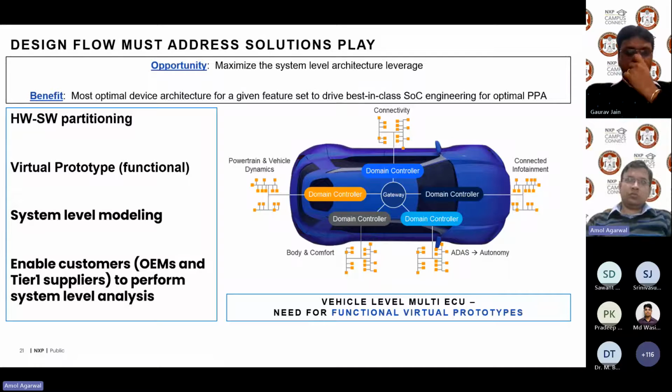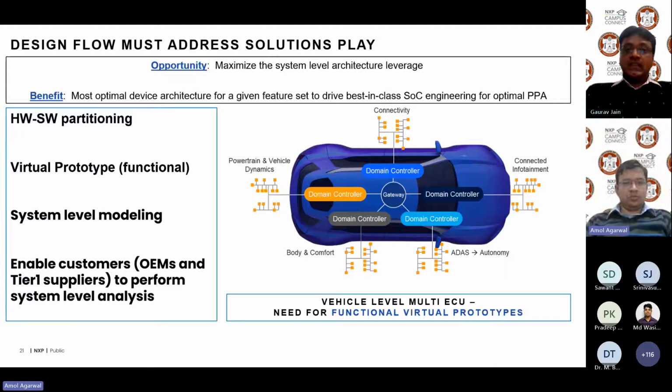As we are moving ahead in these domain-based architectures, software plays a crucial role along with hardware, where the customers are looking forward to testing their software to make sure that the hardware they are going to get behaves as they expect. That's why we need to enable customers with virtual prototypes. Basically, it's a prototype of the hardware that will eventually be on the silicon, so that the customer can play with it and use it to develop the software.